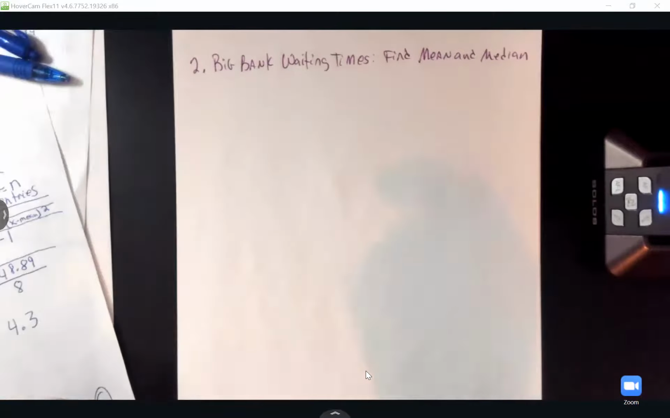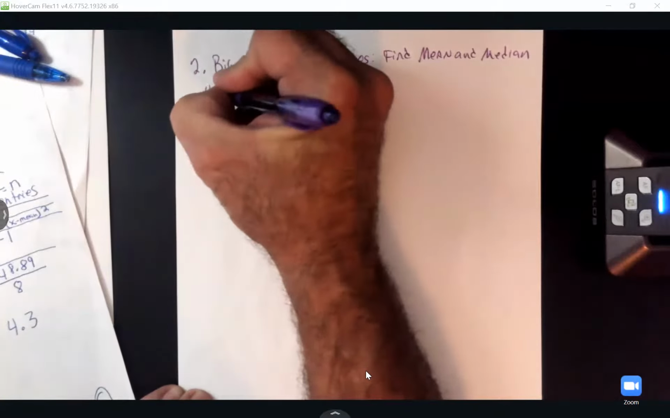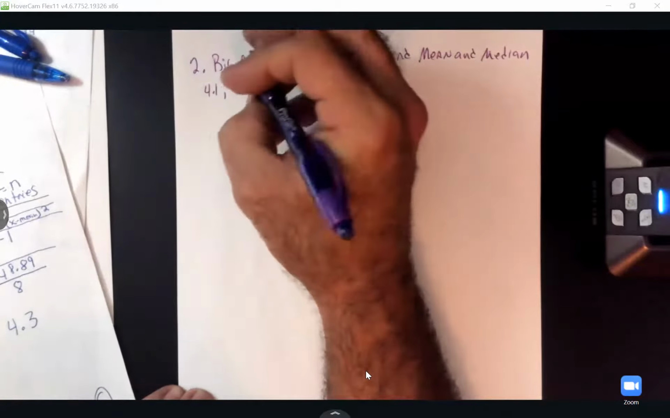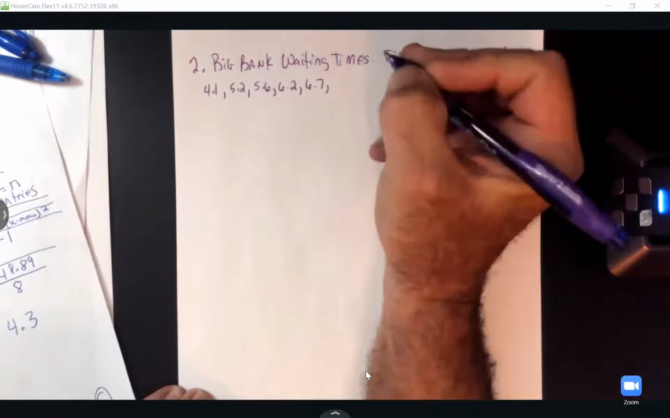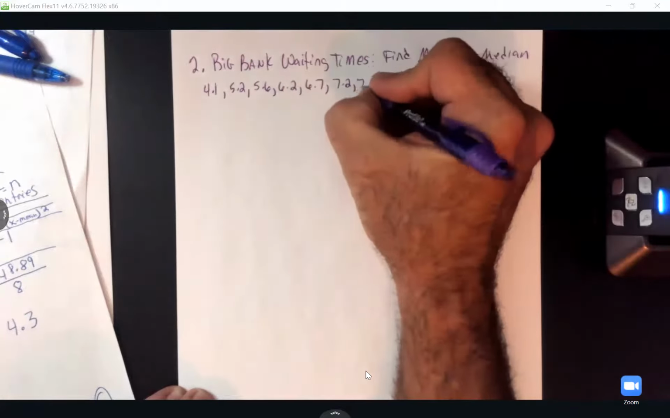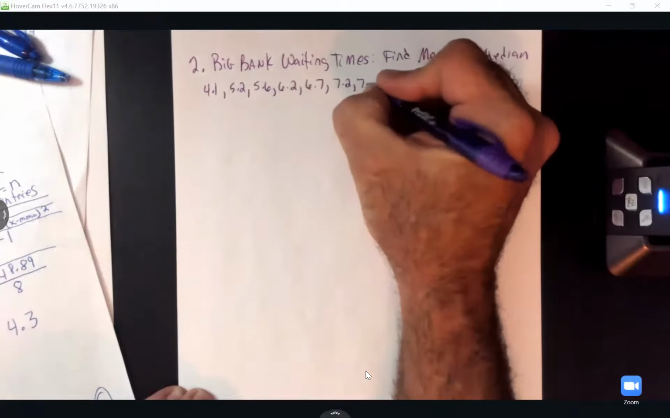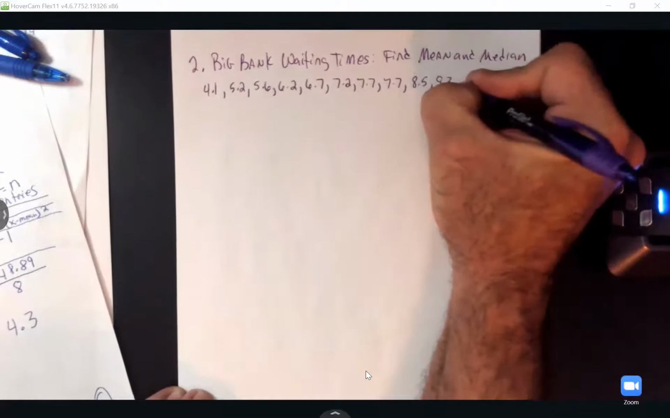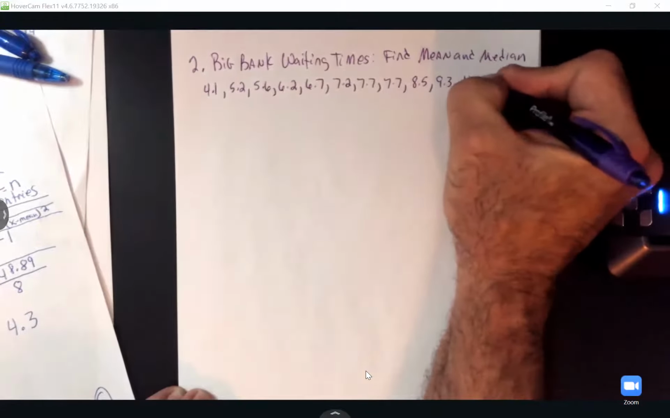So my bank waiting times are 4.1, 5.2, 5.6, 6.2, 6.7, 7.2, 7.7, 7.7, what's next? 8.5, 9.3, and 11.0.